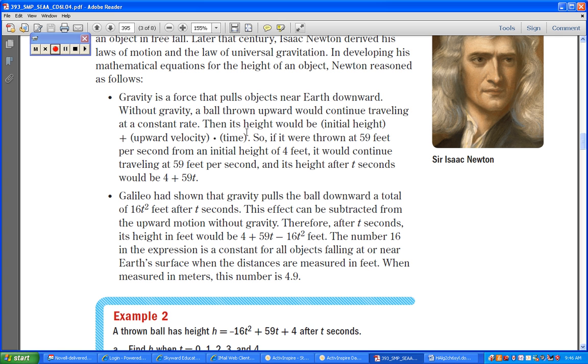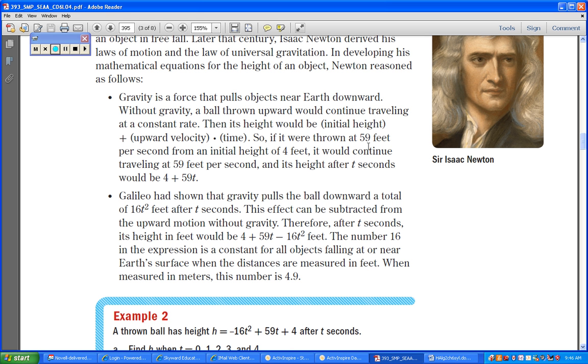And we could figure out what its height would be because it would be the initial height, where I let it go, plus that speed times time. So if I'm throwing it at some number of meters per second, every second it'll be traveling that many meters. So this is an example only.